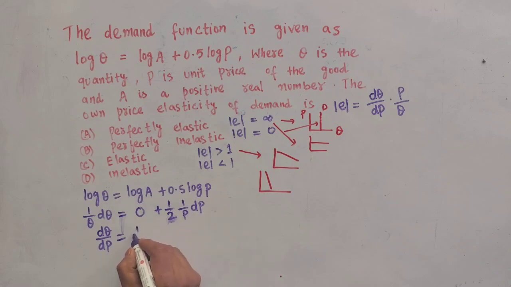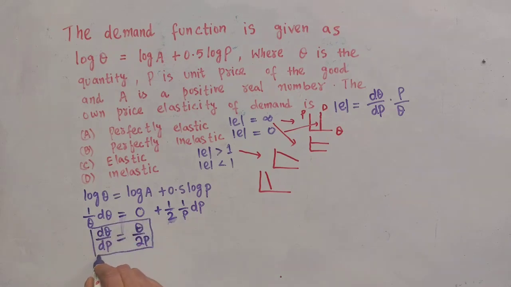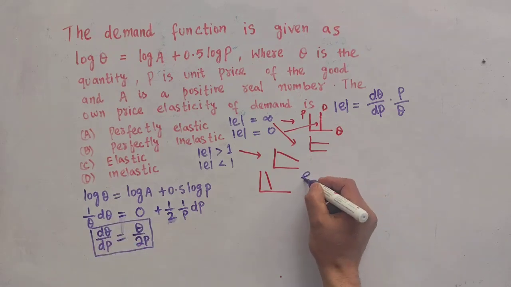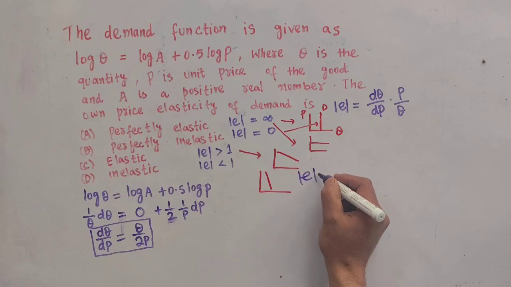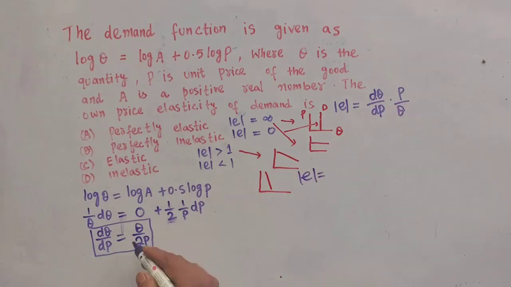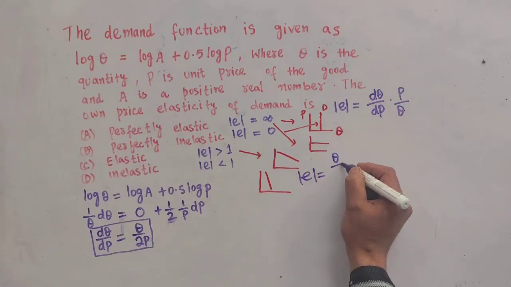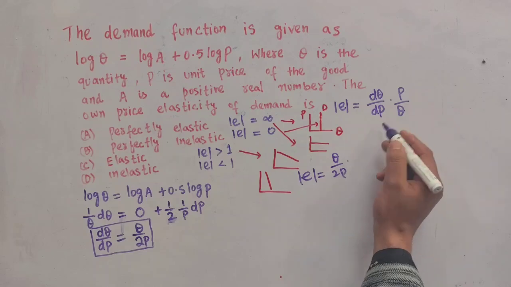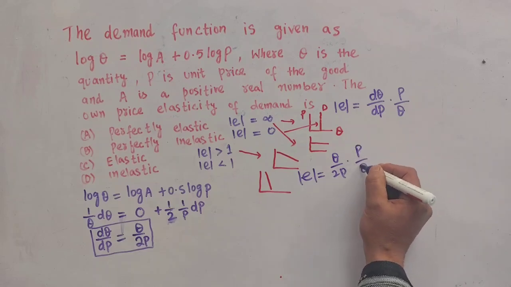So we get dq upon dp equal to, and let's transpose this q here. If I transpose, it gets multiplied. So here we have q divided by 2p. This is our dq upon dp. Now elasticity of demand, as we know, in absolute terms is equal to dq upon dp times p upon q, which is equal to q upon twice p times p divided by q.